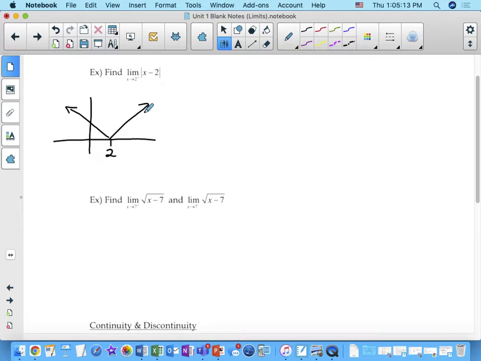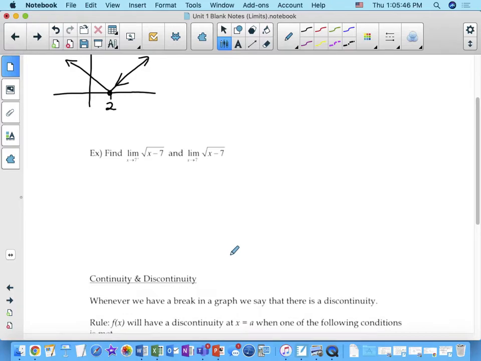Okay. All right. So as x approaches 2 from the right, what is the function approaching? 0. Yeah. Okay. Here's another one. What is the limit as x approaches 7 from the right of the square root of x minus 7? And what's the limit as x approaches 7 of the square root of x minus 7?